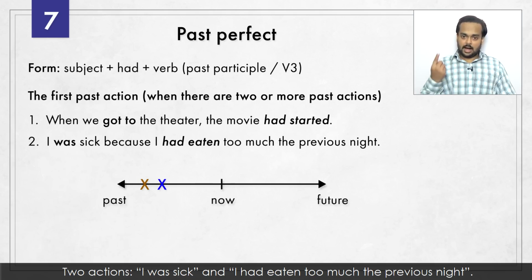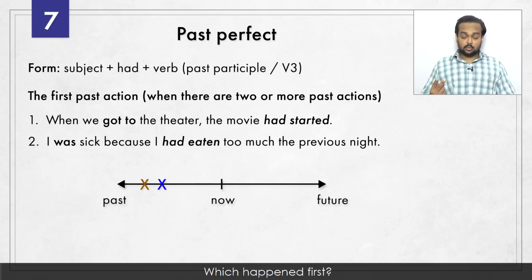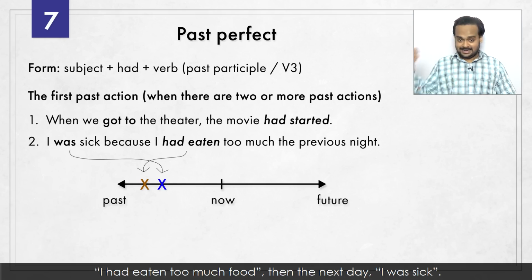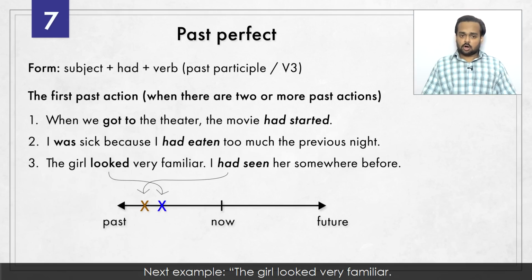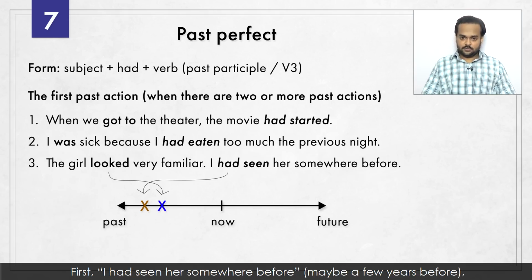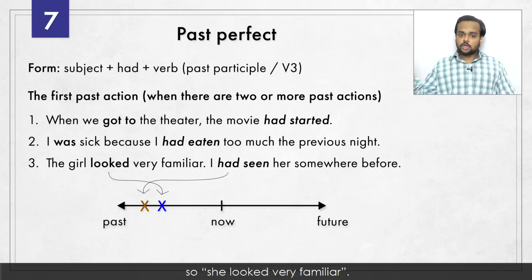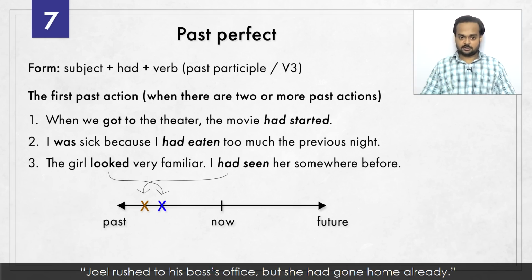Two actions. I was sick and I had eaten too much the previous night. Which happened first? I had eaten too much food, and then the next day I was sick. Next example. The girl looked very familiar. I had seen her somewhere before. First, I had seen her somewhere before, maybe a few years before, so she looked very familiar.